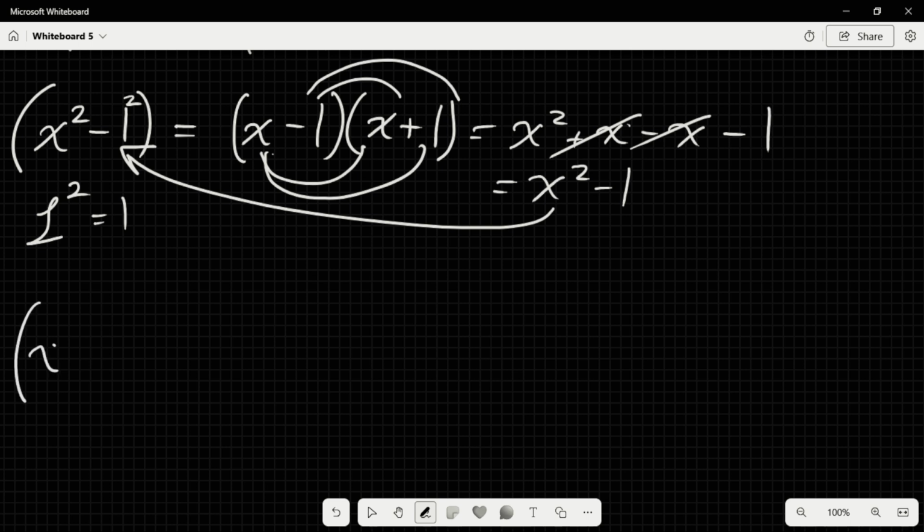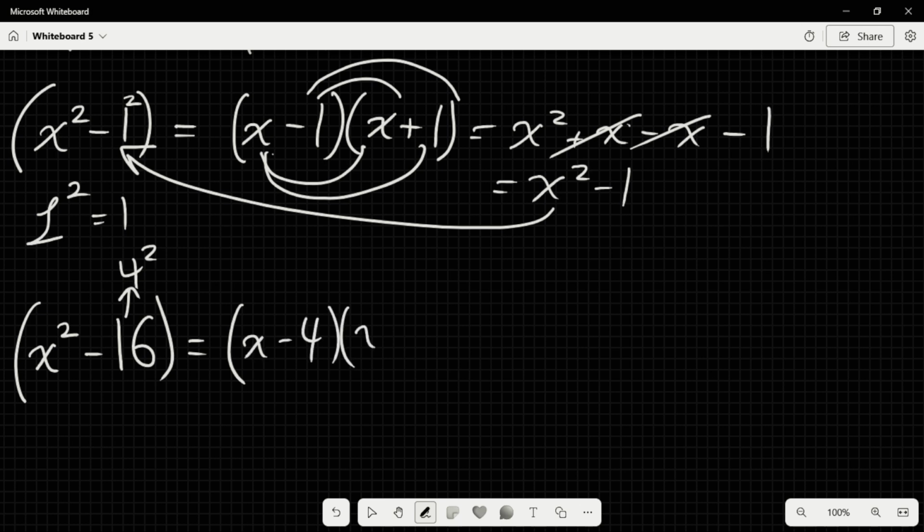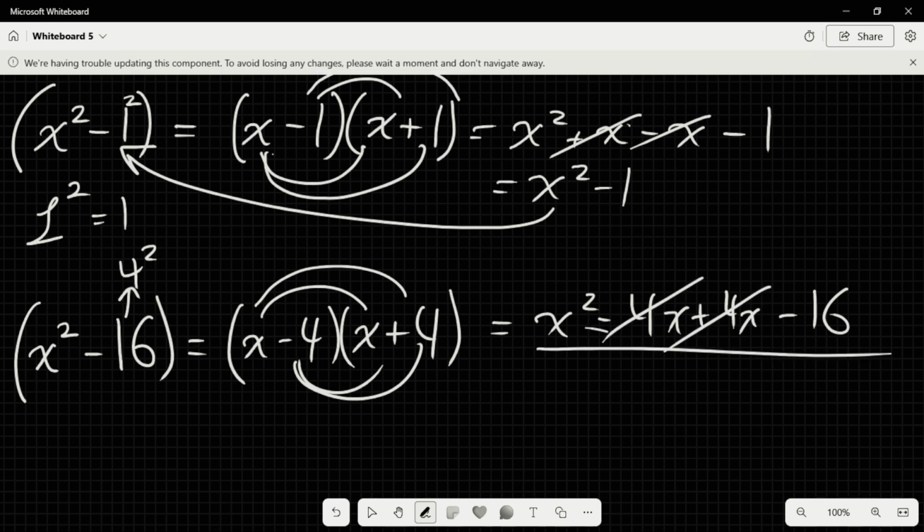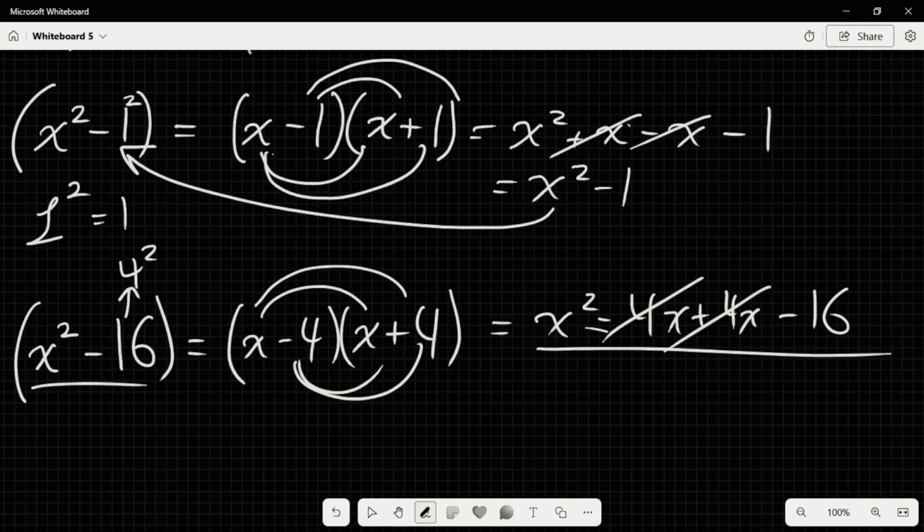Let's do one more example for this. x squared minus 16. We can see that 16 is indeed 4 squared. So let's go ahead and rewrite this. x minus 4 into x plus 4. And now, if we want to expand this just to check our work, we can do so quickly, and we can see that this will indeed give us x squared minus 4x plus 4x minus 16. Plus 4x and minus 4x go away, and so x squared minus 16 is equal to x squared minus 16.